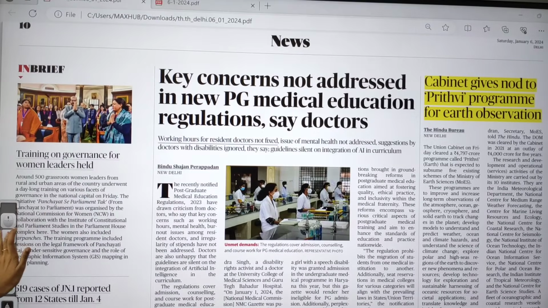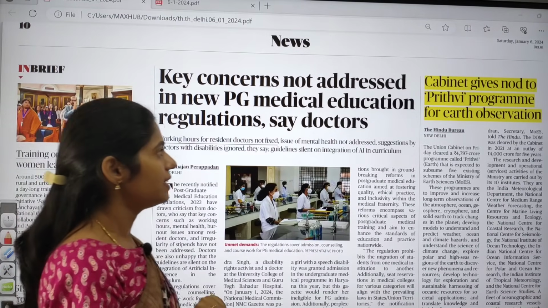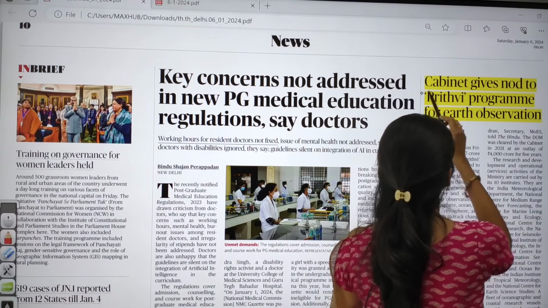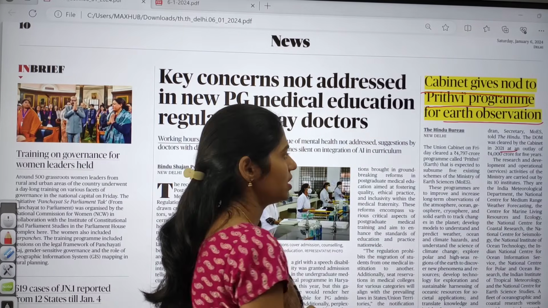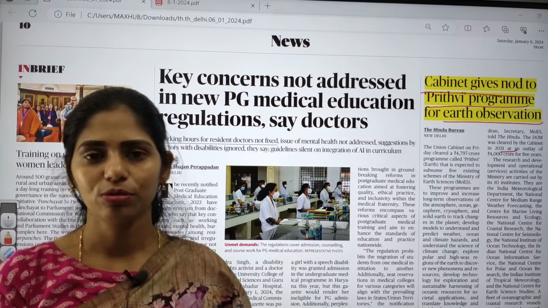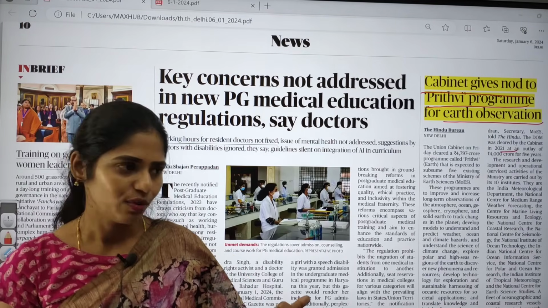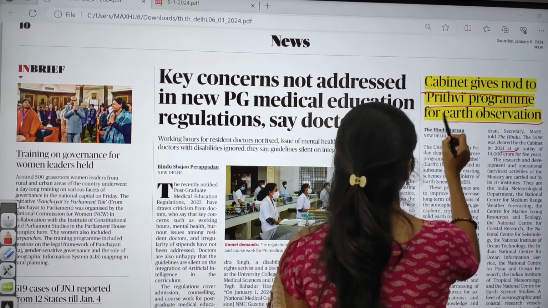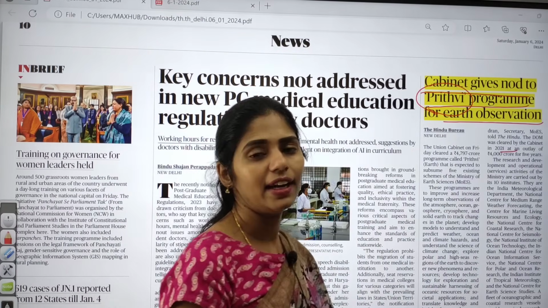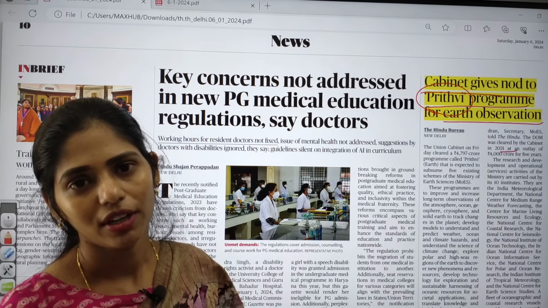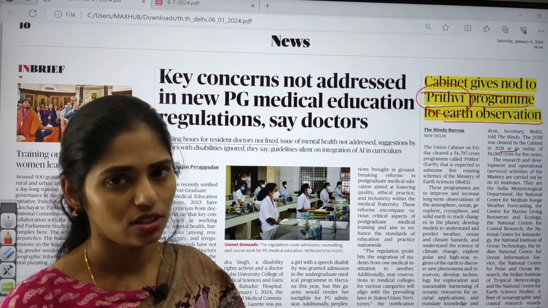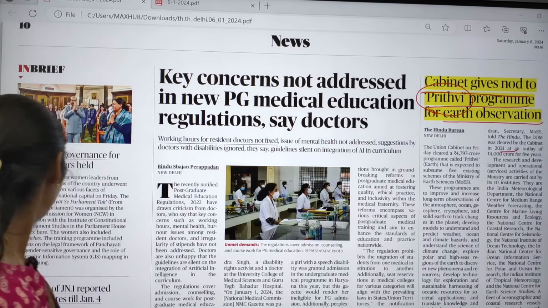And on this page you can see one important article. It is about the cabinet giving nod to the Prithvi program on Earth observation. You have to see what this Prithvi program is. Prithvi is nothing but Earth, so what is it and what are the applications of this Prithvi program. You can get a direct prelims based question from this topic, and this topic is important from your GS paper 3 under Science and Technology.